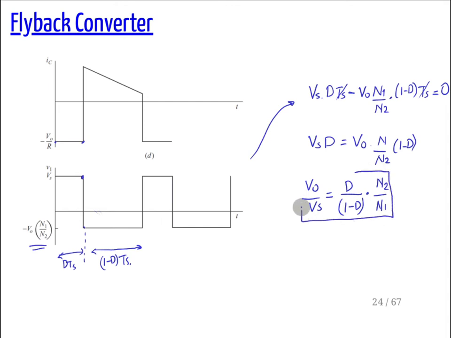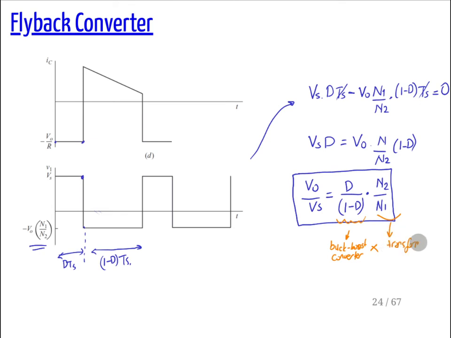Before proceeding to the different derivations, let's discuss that one. Remember that one is derived from the buck-boost converter. So we have the buck-boost converter gain ratio here, d divided by 1 minus d, multiplied by the transformer ratio. So that is the most important thing.